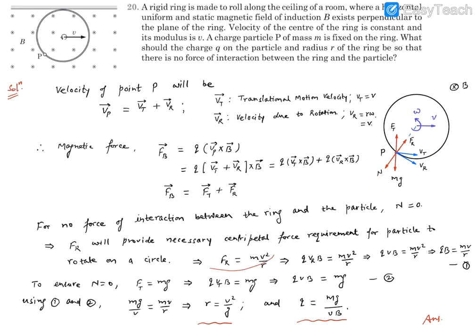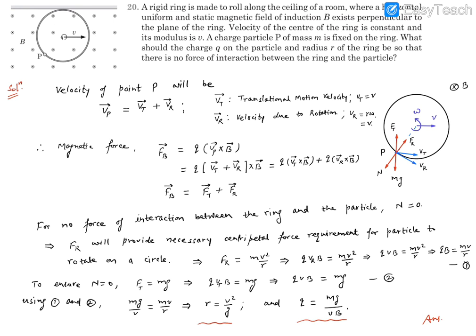So can we say Fr must be equal to mv square by r? Yes, we can say so. Moreover, we can say this Fr is going to be this expression. Since VR and B are perpendicular to each other, the magnitude is going to be QVRB, and that's equal to mv square by r. VR is equal to r omega, which is again equal to V, so we can write QVB is equal to mv square by r. Further simplification will say QB is equal to mv by r. Now if you look, this equation has two unknowns, one is Q, another is R. Both unknowns are our target. So that's an important equation for us.